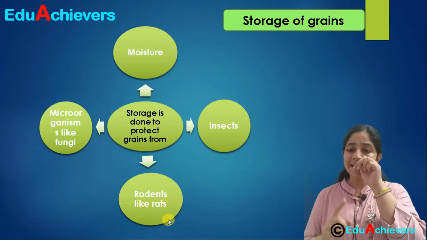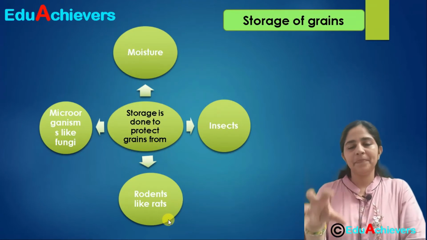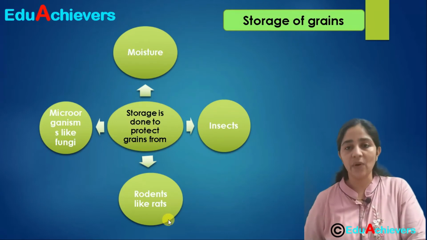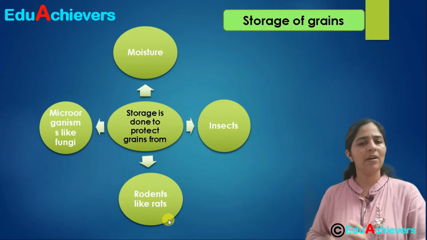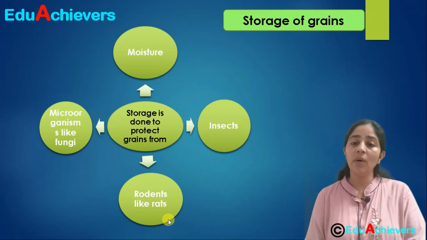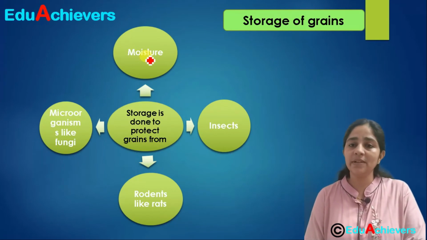Now how does the storage have to be done? Before we store the grains, there are some things which we need to do. What is the storage done to protect the grains from? Why can't I keep these grains somewhere near in my home, in the room or in the hall? So what do the grains need to be protected from? Why is storage required?